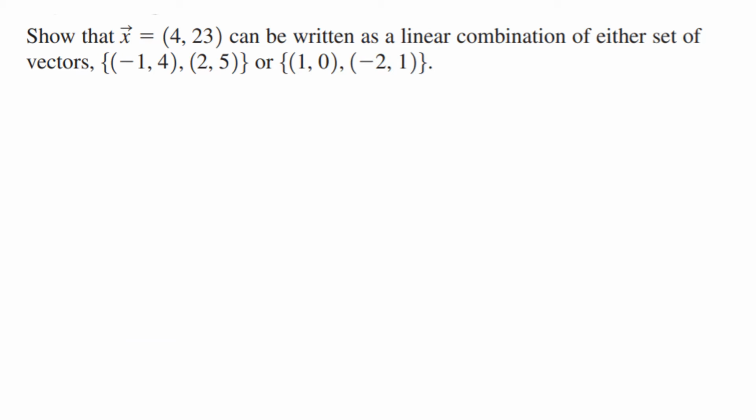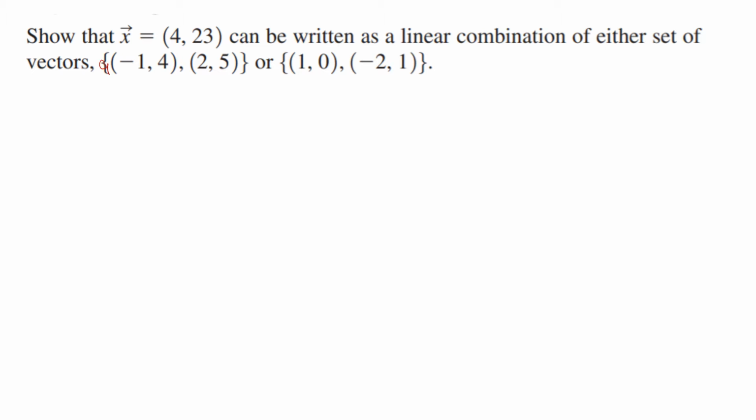Show that x equals (4, 23), those are the coordinates, can be written as a linear combination of either set of vectors: (-1, 4) and (2, 5), or (1, 0) and (-2, 1). So in this question, what's given to me is set 1, just to differentiate it. It's saying to show that this set equals my x vector. To actually make a linear combination, like I told you guys, it needs to be in a format where I have a scalar multiplied by each vector. So that's what I'm going to do.